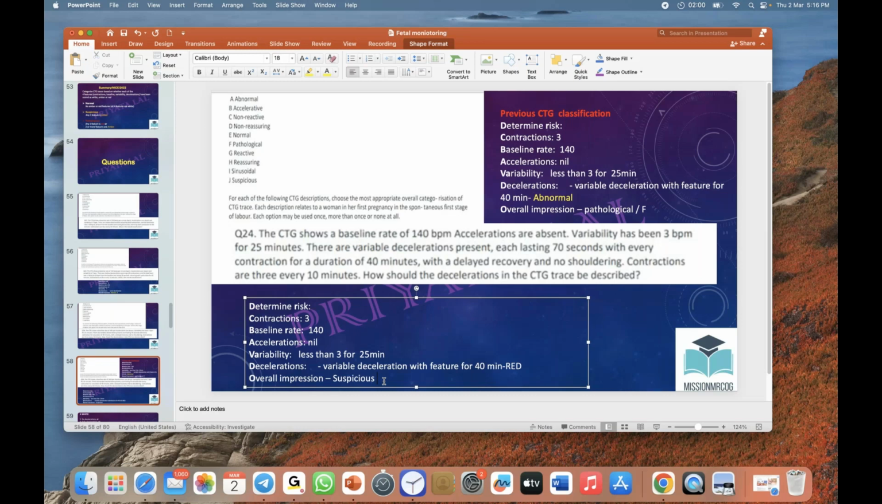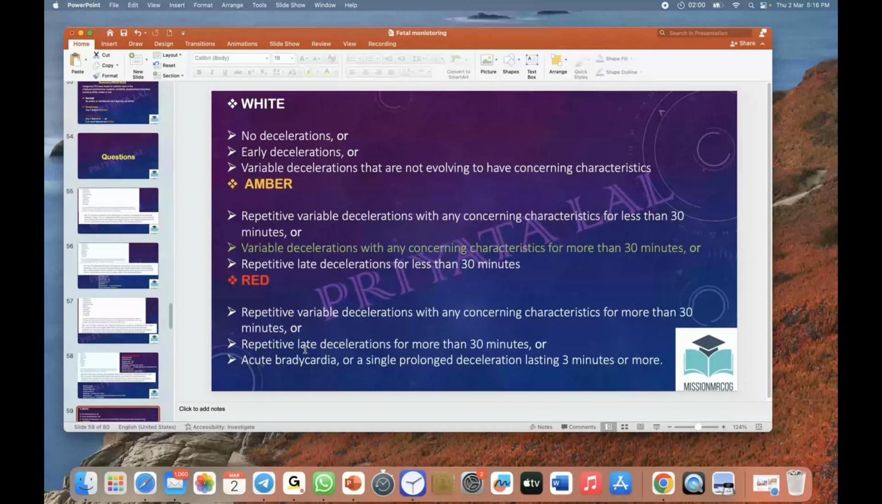So repetitive deceleration with feature more than 30 minutes, yes, it is red only. I thought of red, but I put amber.